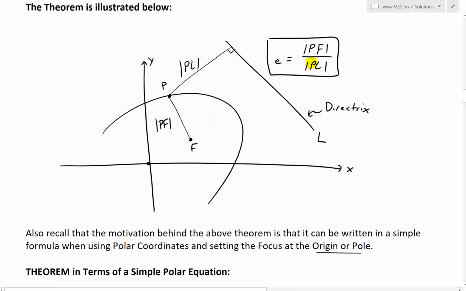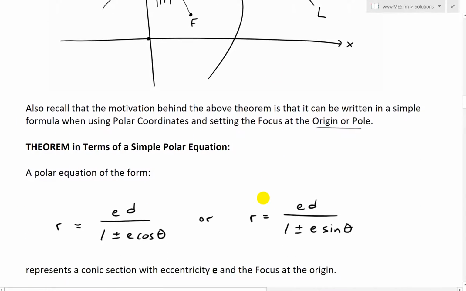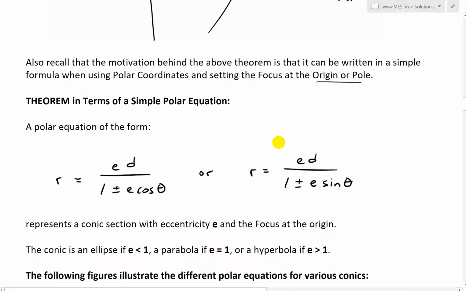So, and then we take the ratio PF over PL equals e, and if it's constant, it's a conic section. So I've already proved it for parabolas if e equals 1. Now we'll look at e less than 1.